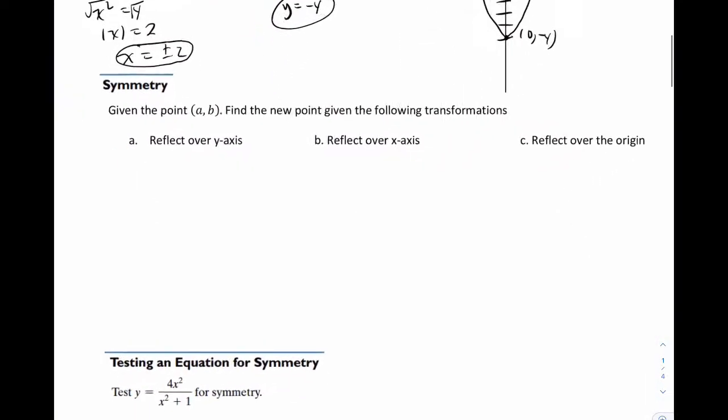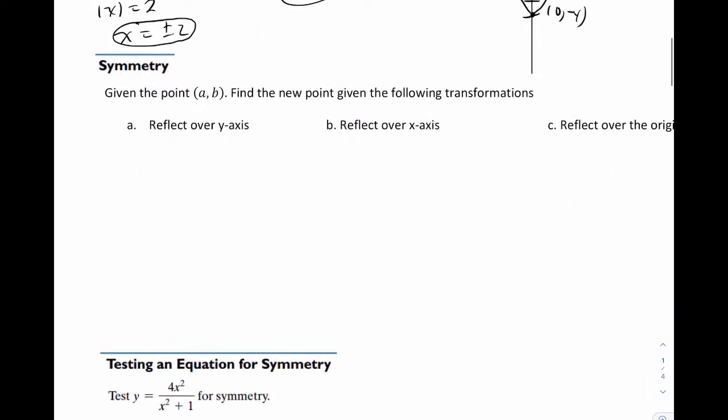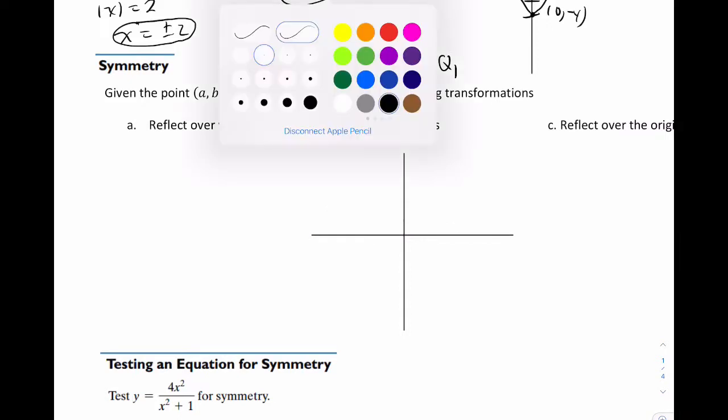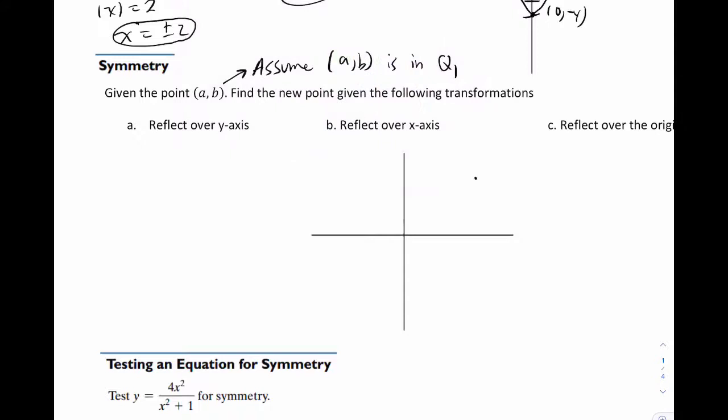Now let's go to symmetry. Given the point AB, find the new point given the following. So to make this easier, I'm just going to assume that AB is in quadrant 1. And it's not really necessary or important, but it will make it easier for me to do this question. Your other questions have numbers on them, so you won't need to make any assumptions like this. But for us, it'll make it a little bit easier. So we'll generically just put AB right about here.